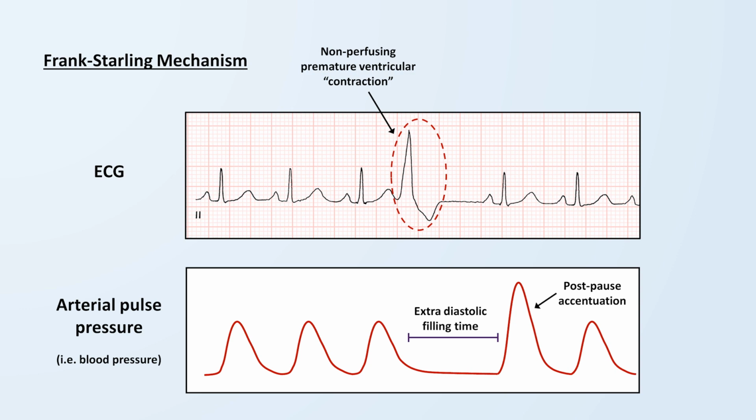When people experience palpitations related to premature beats, it's usually not the actual premature depolarization that they sense, but rather the post-pause accentuation of stroke volume that leads to a single, unusually strong pulse beat.